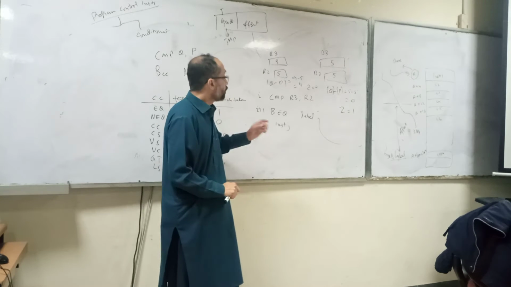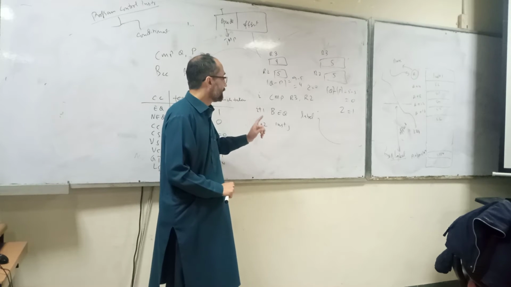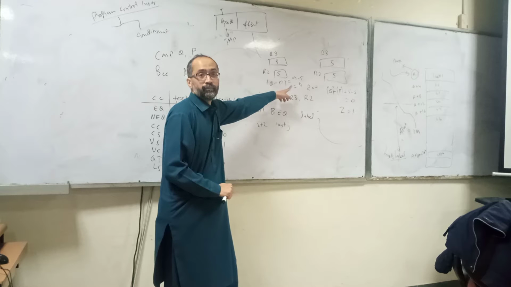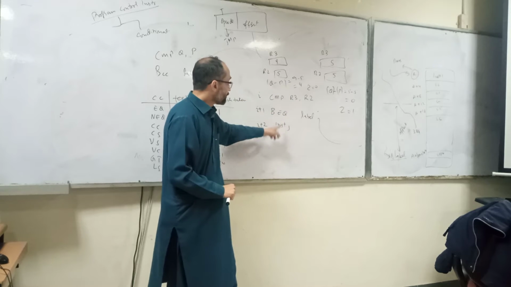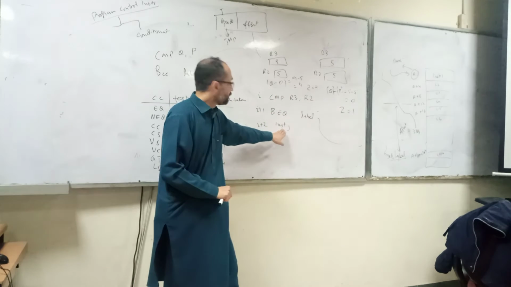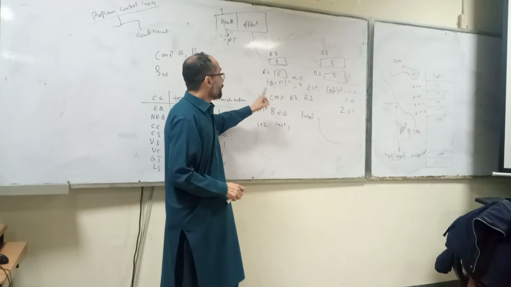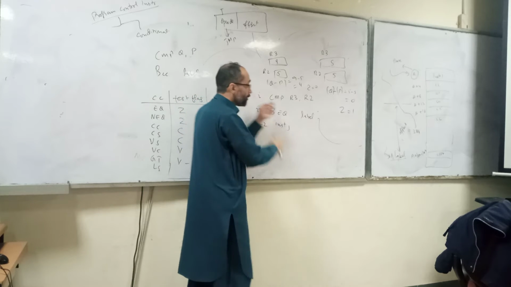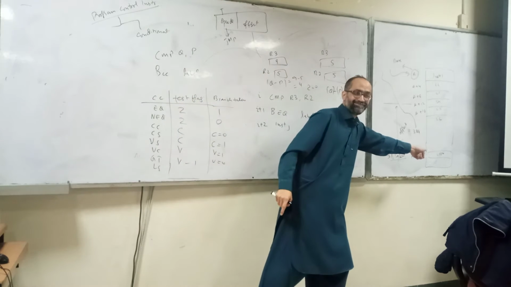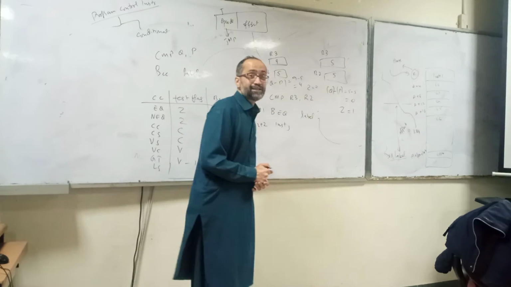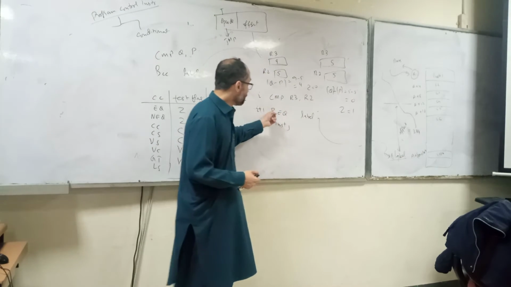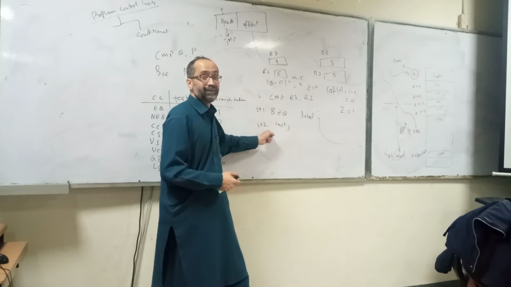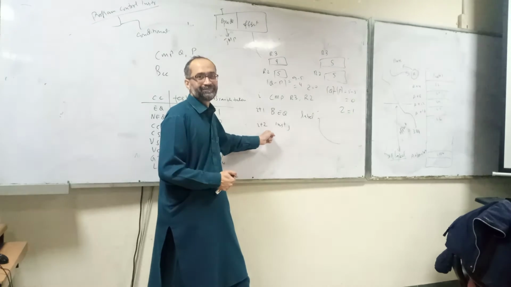The branch will not be taken if Z is not 1. So which instruction will be executed? The next one. So if the condition is true, the control will be transferred to instruction J. If the condition is false, the control will be transferred to the next following instruction.